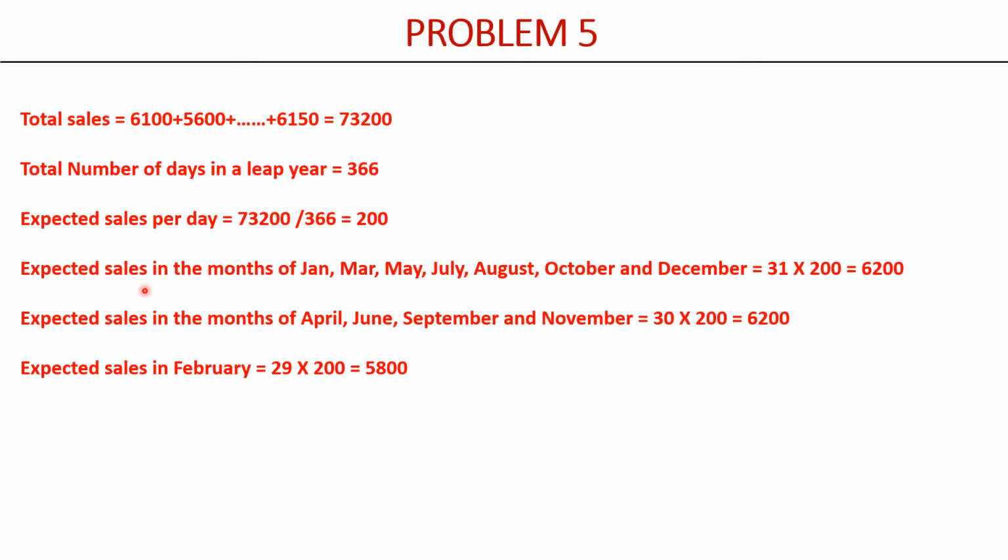Now, when we are calculating the expected sales per month, there are some months which have 31 days, some months which have 30 days, and February has 29 days. So we shall calculate the expected sales in the months of January, March, May, July, August, October, and December, which have 31 days, multiplied by the expected sales per day. So 6,200 will be the expected sales per month in these months. Similarly, in the months of April, June, September, and November, where we have 30 days, we have exactly 6,000 in sales. And then the expected sales in February, which has 29 days, would be 5,800. So now we have calculated the expected sales in all the 12 months. Observed is already given to us. Now let's construct the table.